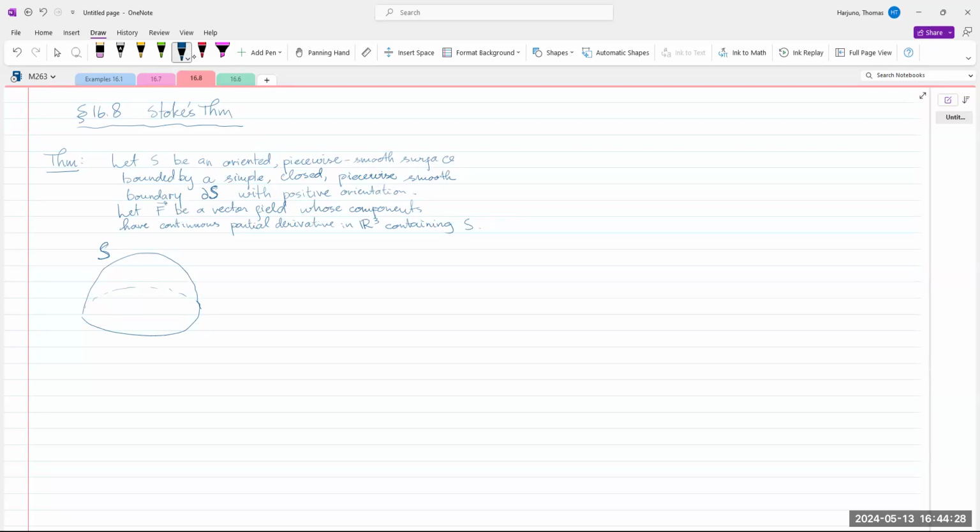So this is our dou S here. Let me use a different color. This is our dou S, which we usually call C. Now we orient that in a way that the C is positively oriented, and as you can tell, because it's positively oriented that way, then the S will be oriented outward like that, outward or upward.